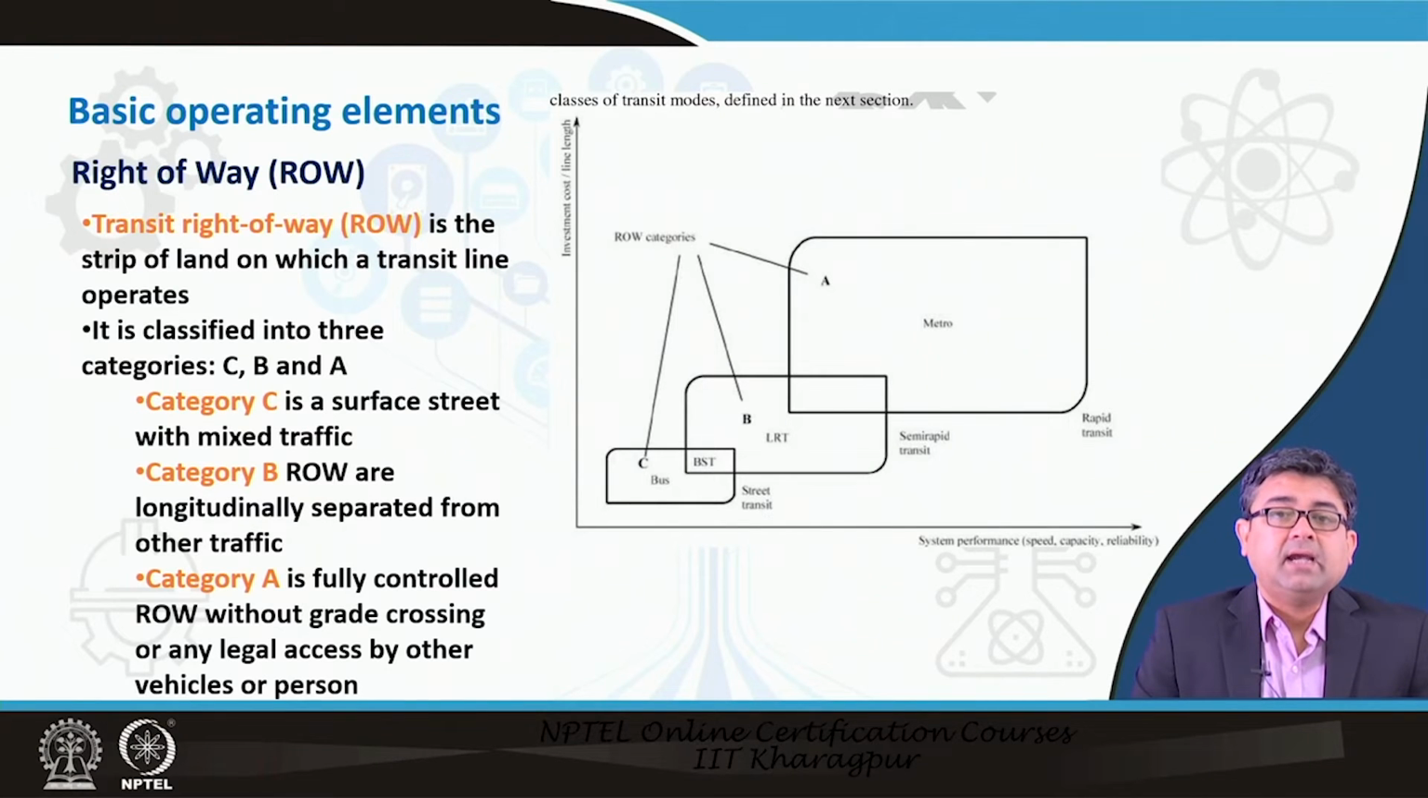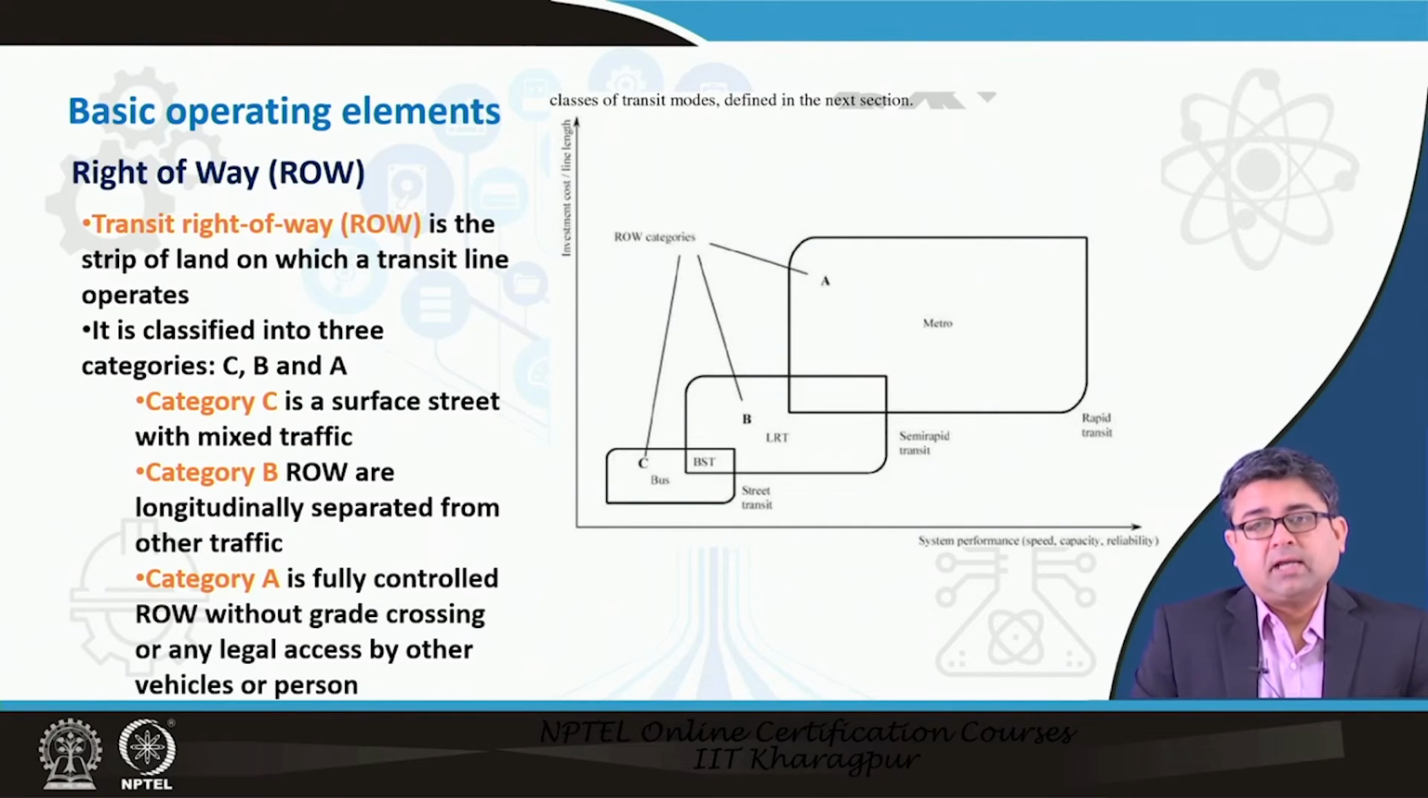Whereas, category A right of way is a fully controlled right of way without any grade crossing or any legal access by other vehicles or persons. So, when we see metro lines that are usually over ground or above ground, such a right of way for public transportation is categorized as category A.